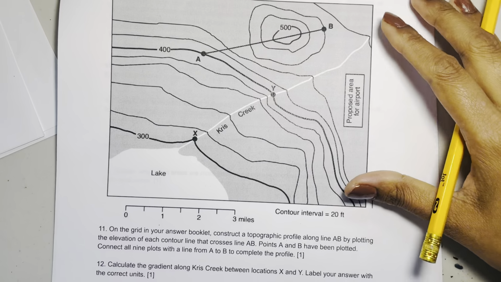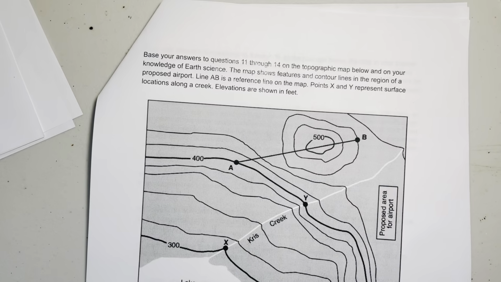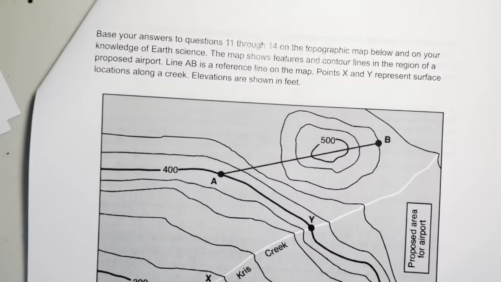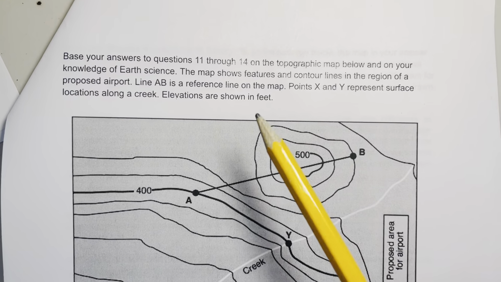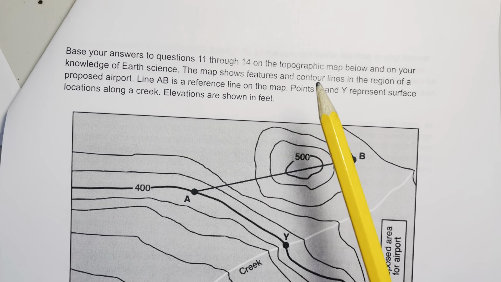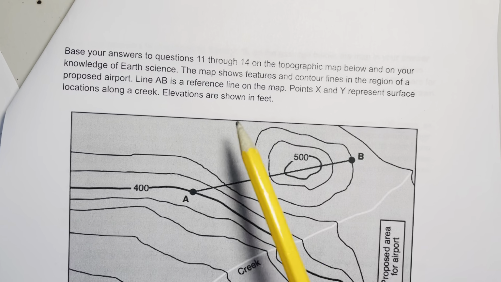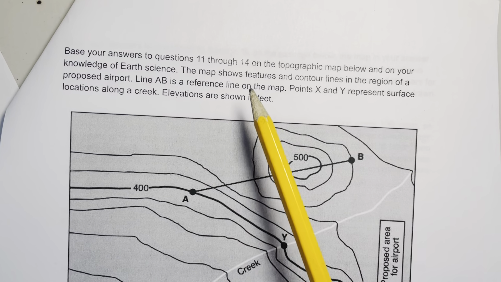Hey guys, so we're continuing with our Regents review short answer questions. This particular question says, base your answers to questions 11 through 14 on the topographic map below and on your knowledge of earth science. The map shows features and contour lines in the region of a proposed airport. Line AB, this line, is a reference line on the map. Points X and Y represent surface locations along a creek. So here's X and Y, it's on a creek.